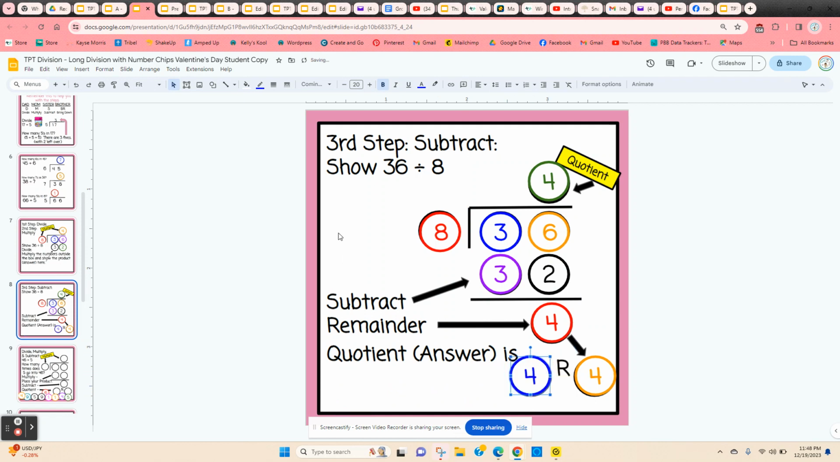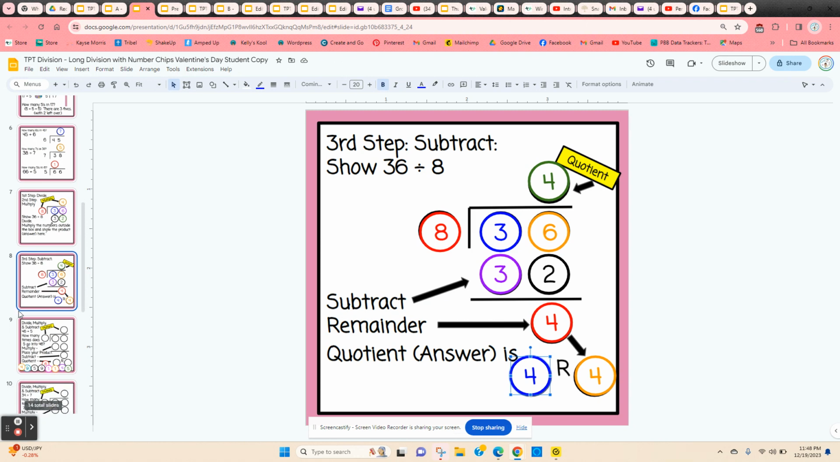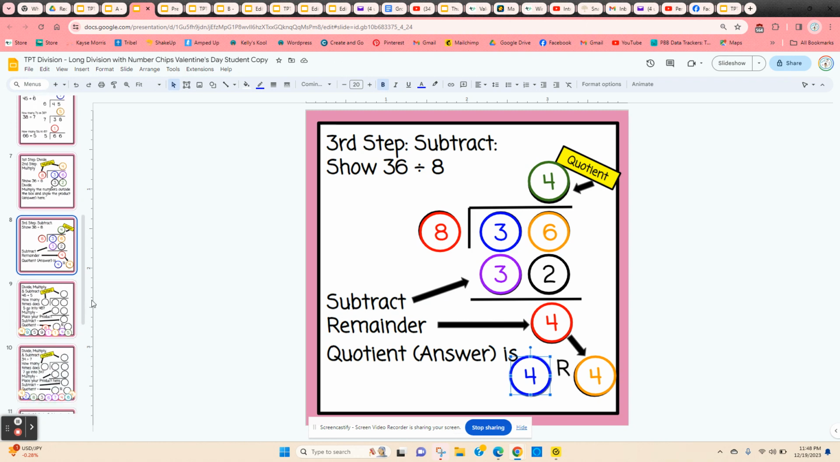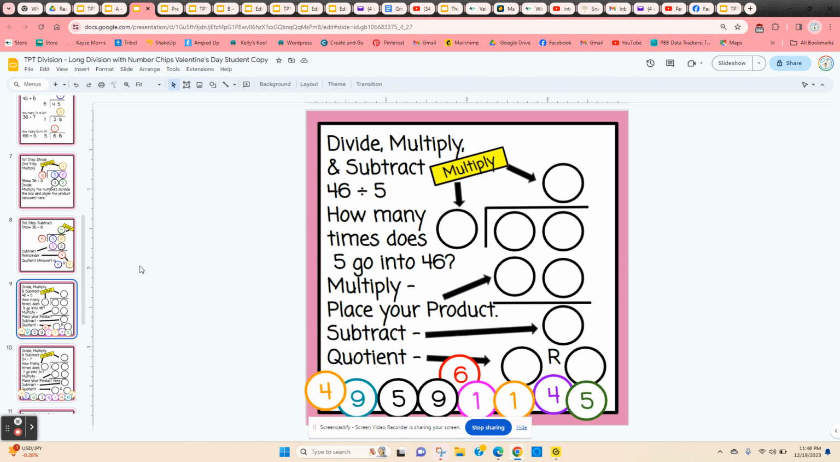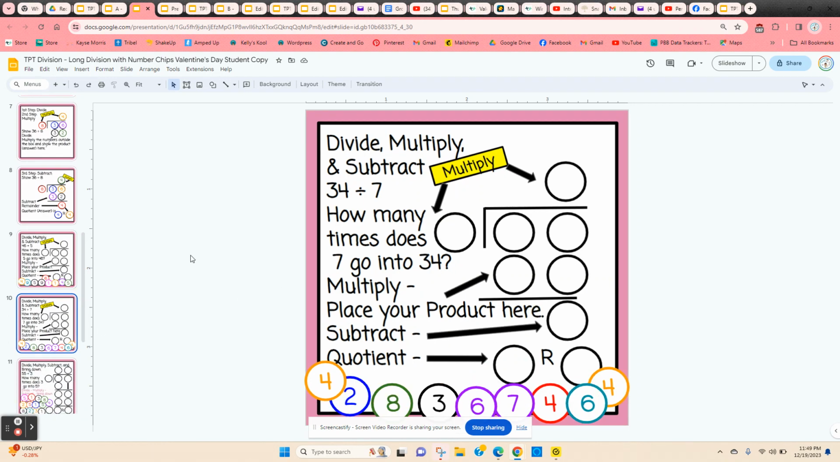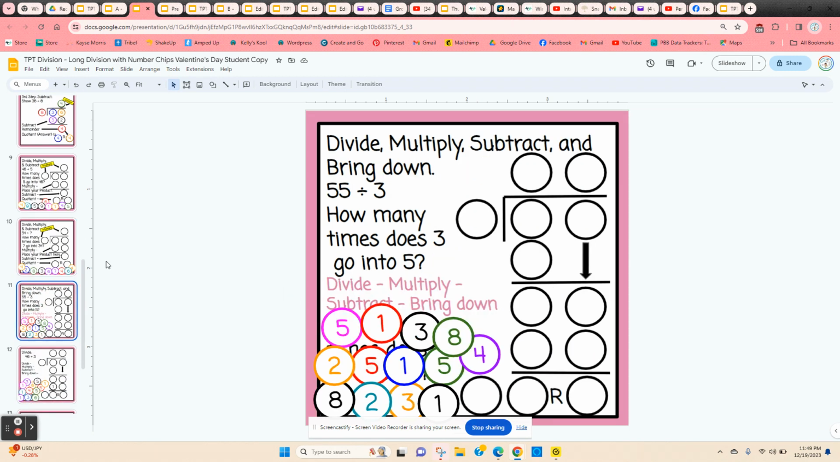These problems get a little bit more difficult as they go. It starts out easy and then moves them into more difficult problems, so they get lots of practice. The next slide is 46 divided by 5. Again, they're going to divide, multiply, subtract, and then they've got their answer. A little bit more practice.